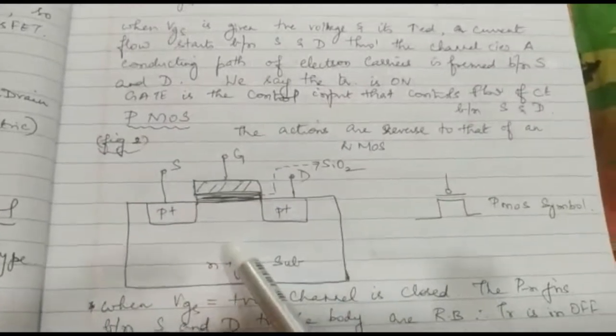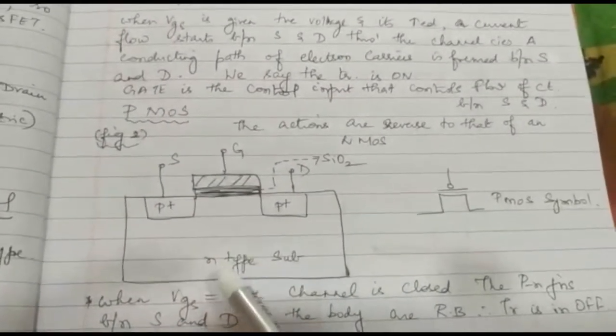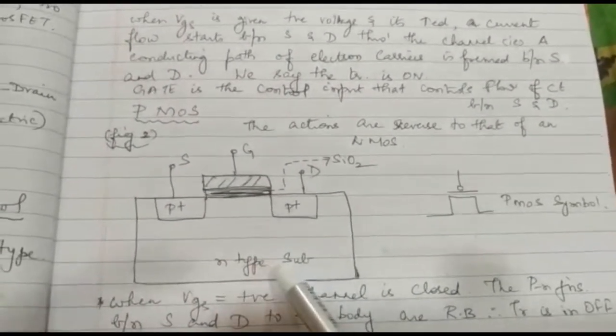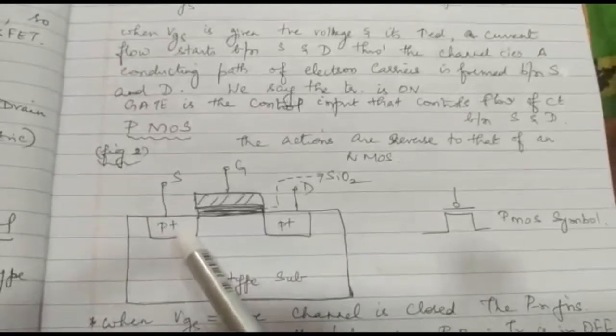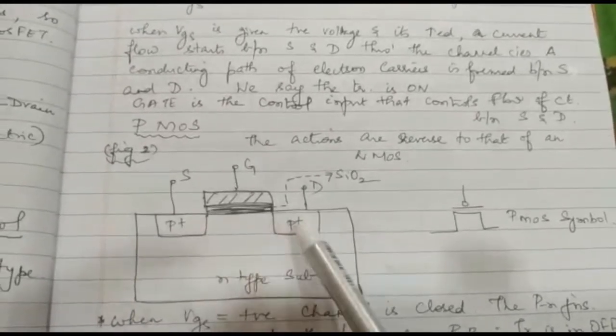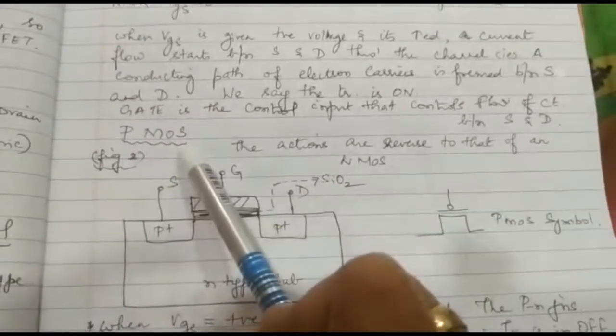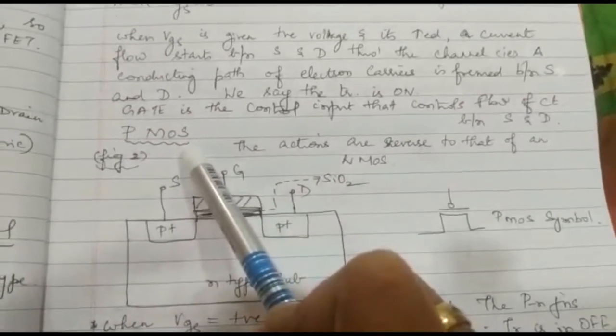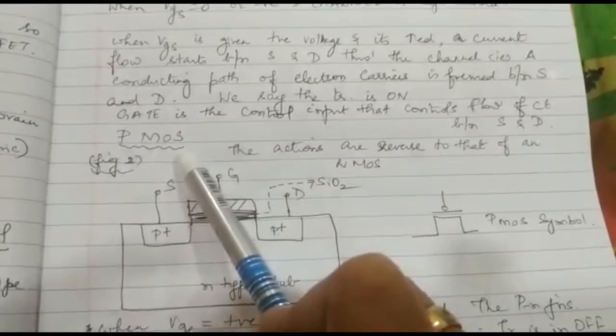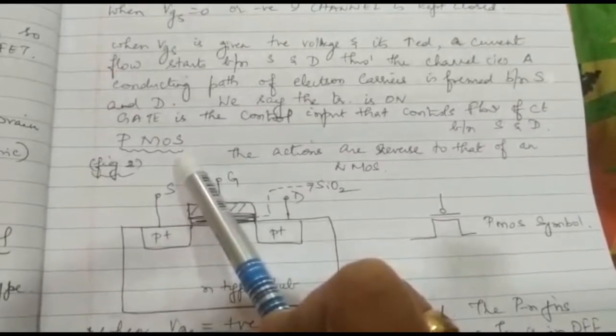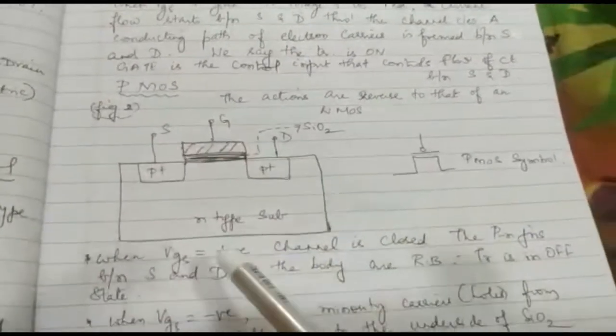Now coming to the PMOS. In an NMOS, we had a P-type substrate. Here it is an N-type substrate. In an NMOS, we had N-type source and drain. Here it is P-type. So exactly the PMOS function is also going to be the same as NMOS, but wherever we had given a positive gate voltage in NMOS, we will give a negative voltage here.